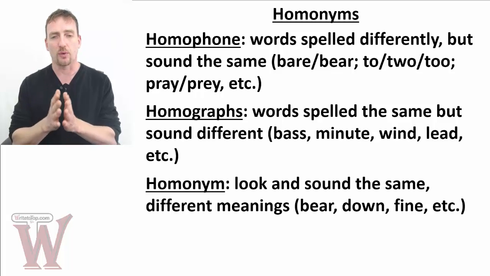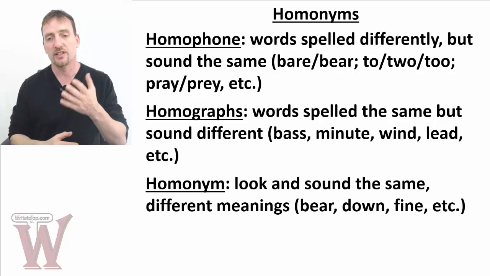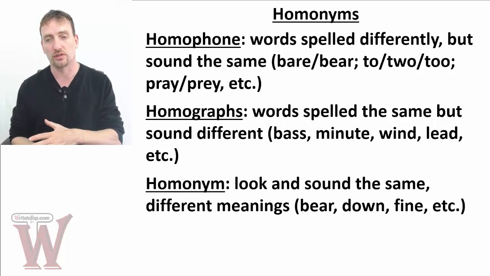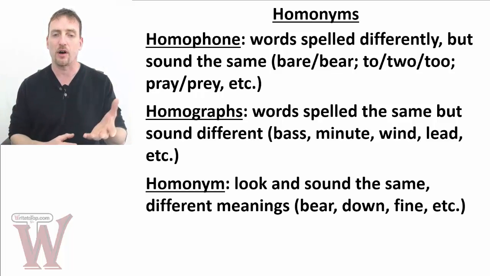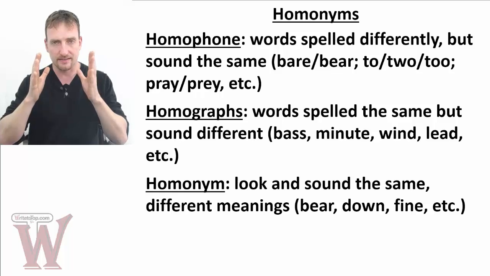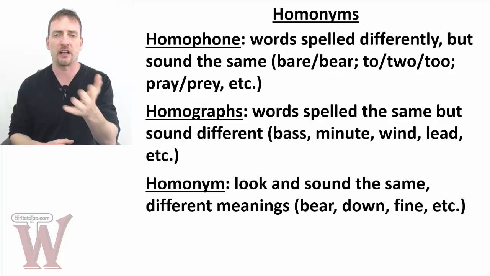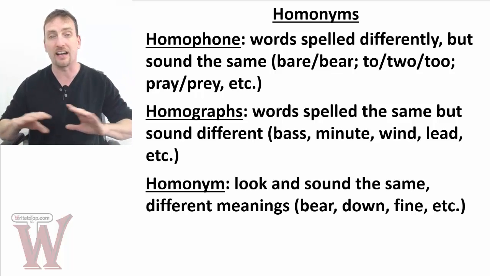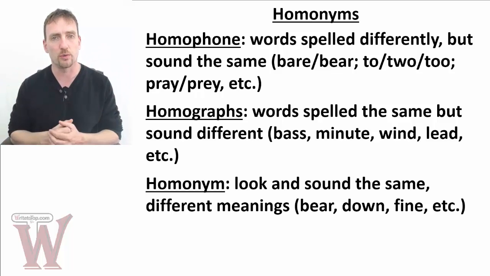Now, homographs are words that are spelled the same, but sound different. They are pronounced differently. So bass, for example. Bass, bass. Minute, minute. Wind, wind. Lead, led, etc. Again, lots of these. Now, true homonyms are words that sound the same, are spelled the same, but have completely different meanings. So we mentioned bear and bare above, but bear, B-E-A-R, can also have completely different and unrelated meanings. So I'm going to show you a few examples of these, and then it's up to you to go study different examples and as many as you can.